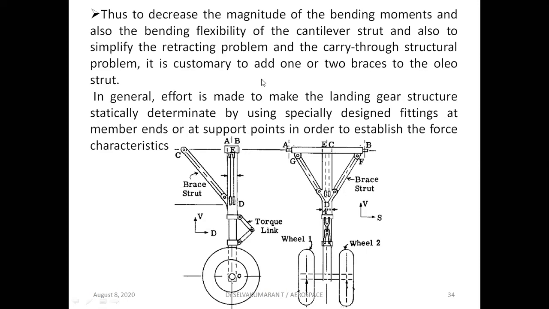Thus, to decrease the magnitude of the bending moments and also the bending flexibility of the cantilever strut, and also to simplify the retracting problem and the carry through structural problem, it is customary to add one or two braces to the oleo strut. So in the figure you could see this is the front view and this is side view. You can see the brace strut. Okay. In general, effort is made to make the landing gear structure statically determinate by using specially designed fittings at member ends or at support points in order to establish the force characteristics.